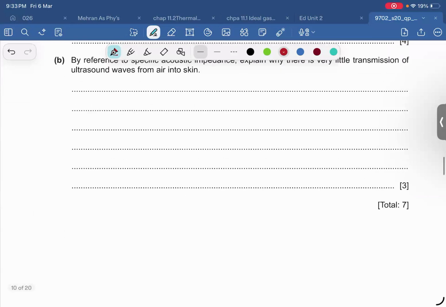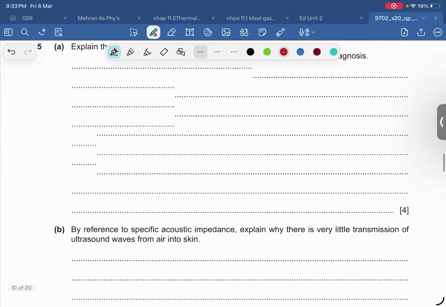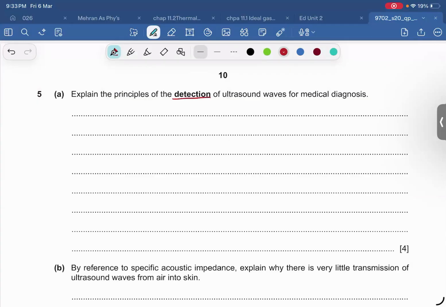So, principle of detection of the ultrasound. Do you guys know how the ultrasound gets detected? No, sir. No idea. The thing is, I'm struggling with this. Medical physics is quite hard because it's more theory based.